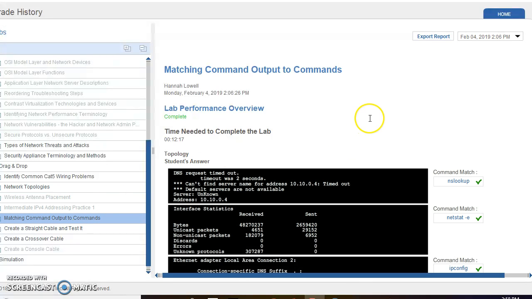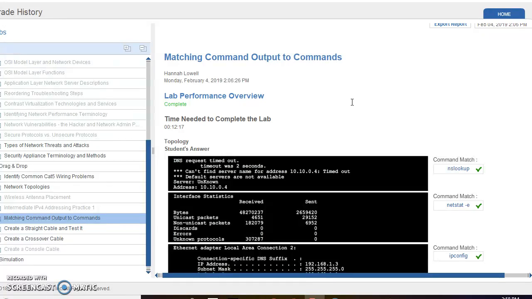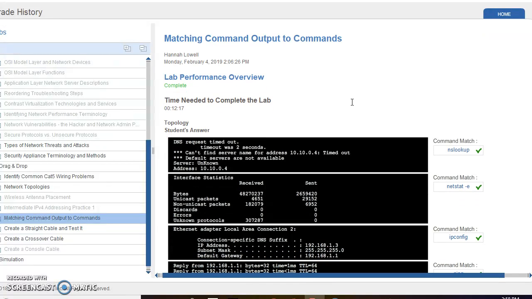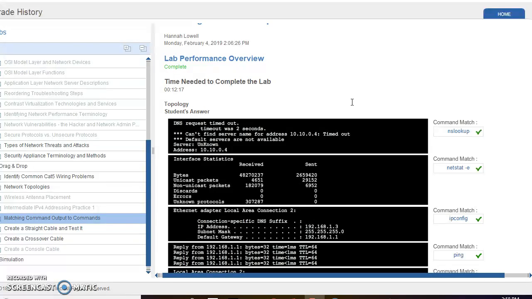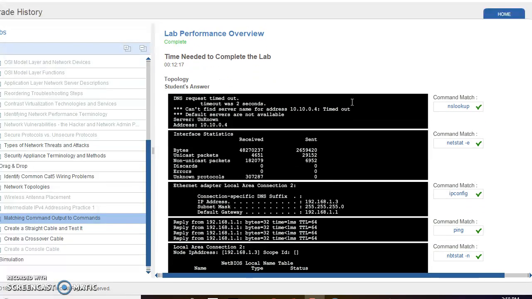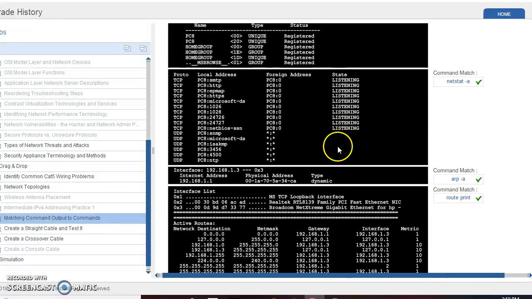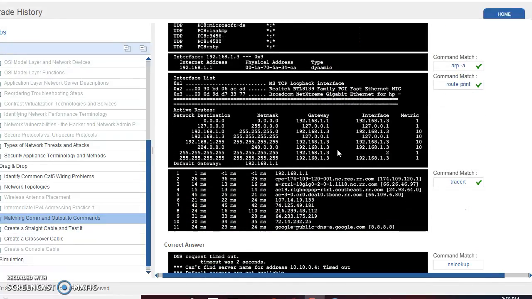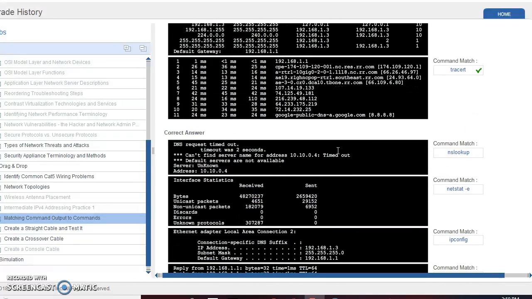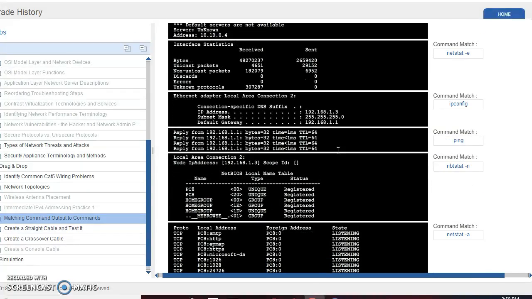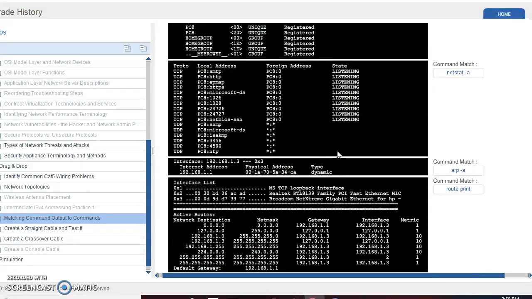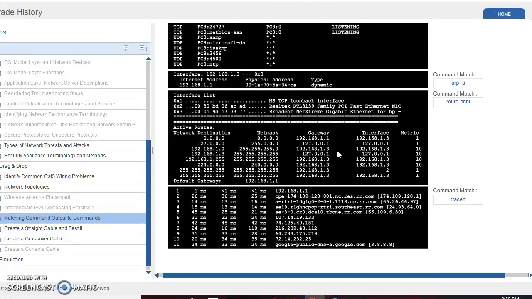Next, we have matching command output to commands. This activity involved understanding various commands to check connectivity and identify output. A lot of these were relatively easy to research based on the command and matching the output files.